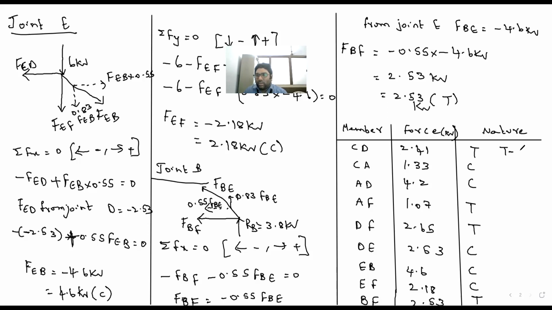T means tension, C means compression. So this is how we solve the problem of a truss. If you have doubts, you can ask me.